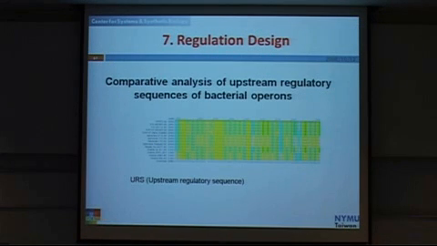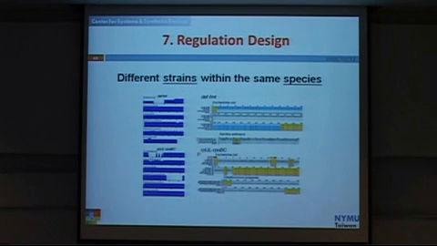We actually did the promoter comparison for all the operons in the genomes. You can compare the upstream regulatory sequences of all kinds of bacterial operons to see whether they are similar to each other. For example, you can compare different strains within the same species, such as Bacillus subtilis, which comes in different strains. What's the difference between them in terms of promoter sequences?